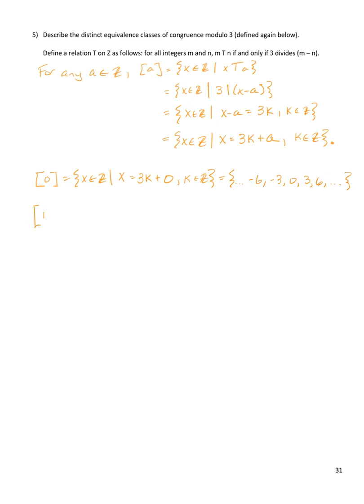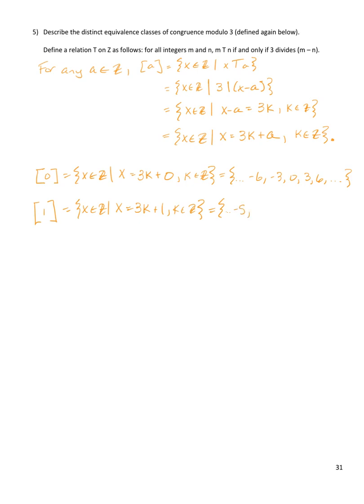Okay, and then the equivalence class of 1 would be the set of all x in Z such that x equals 3k plus 1 for some k in Z. So multiples of 3 plus 1. I can list all the multiples of 3 plus 1. It would be like -5, -2, 1, 4, 7. And then the equivalence class of 2 would be the set of all x in Z such that x equals 3k plus 2. So all the multiples of 3 plus 2, and I could list those: -4, -1, 2, 5, 8. Each of those numbers is a multiple of 3 plus 2.